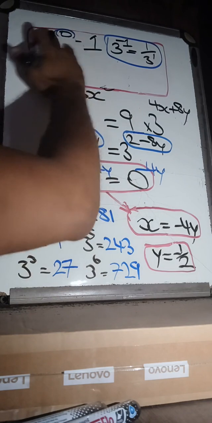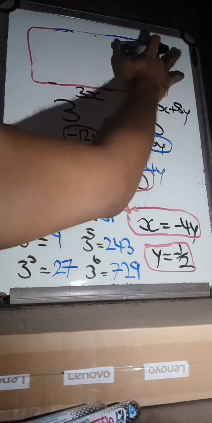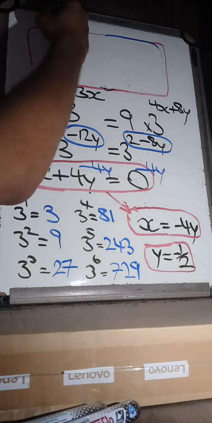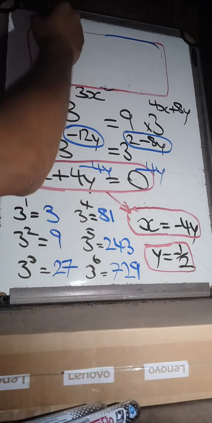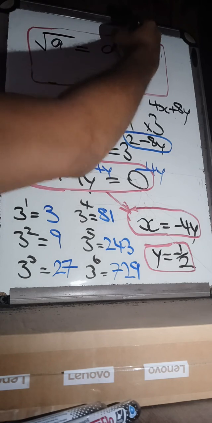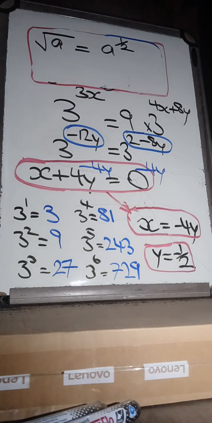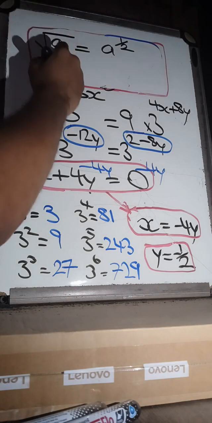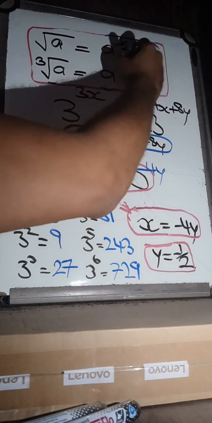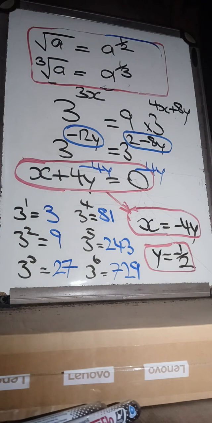It's the ones related to what we do in changing the subject of the formula. So to put a long story short, the square root of a is the same as a raised to 1 over 2. The cube root of a is the same as a raised to the 1 over 3.